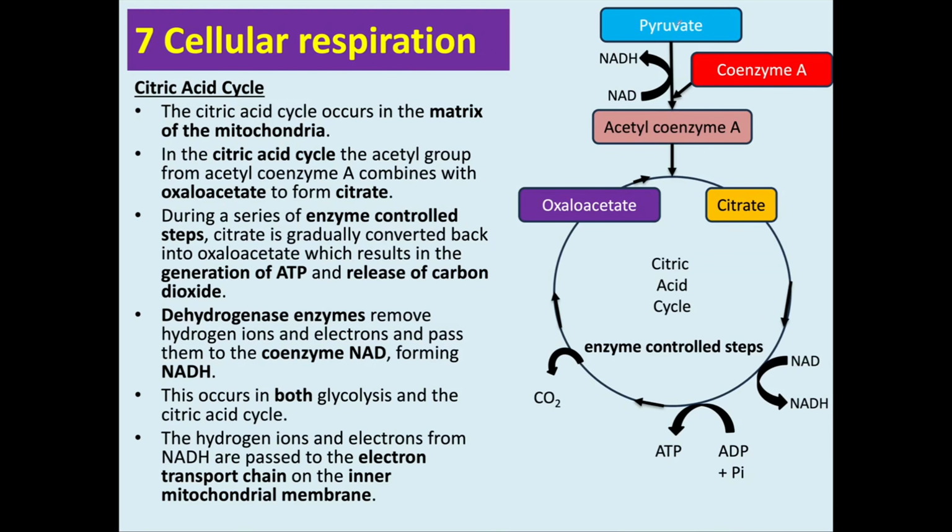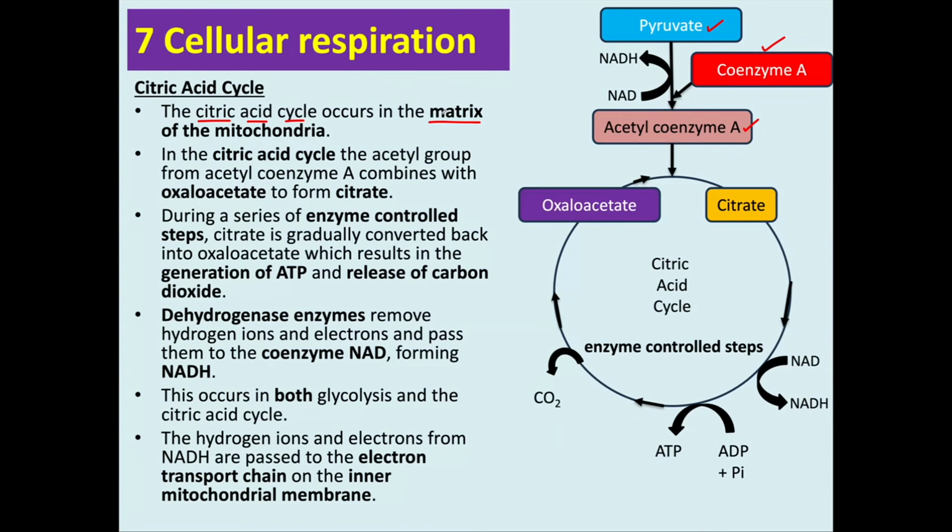So we've got that pyruvate that was produced at the end of glycolysis, and it combines with coenzyme A. These two combine together here, and they produce acetyl-CoA when we have aerobic conditions. Now, that allows us to then move on to this stage here, this circular stage here, which is known as the citric acid cycle. Now, that occurs in an area of the mitochondria known as the matrix.